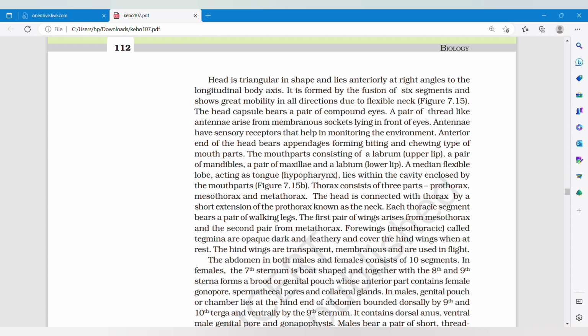Thorax consists of three parts: prothorax, mesothorax, and metathorax. The head is connected with the thorax by a short extension of the prothorax known as the neck. Each thoracic segment bears a pair of walking legs. The first pair of wings arises from the mesothorax and the second pair from the metathorax. Forewings, that is of mesothorax, called tegmina, are opaque, dark, and leathery and cover the hind wings when at rest. The hind wings are transparent membranes used in flight.